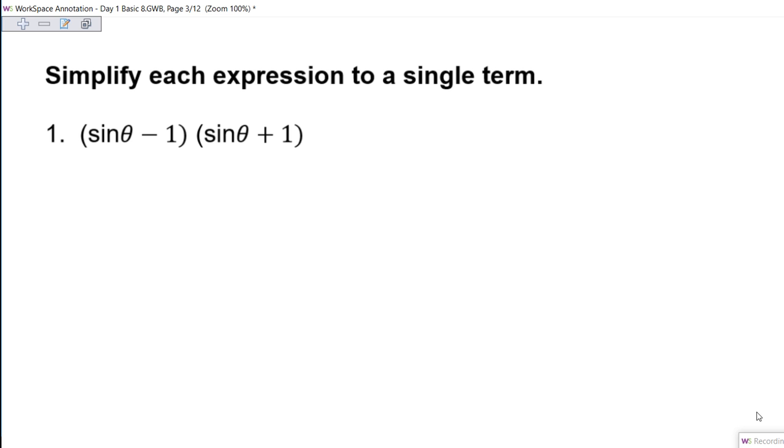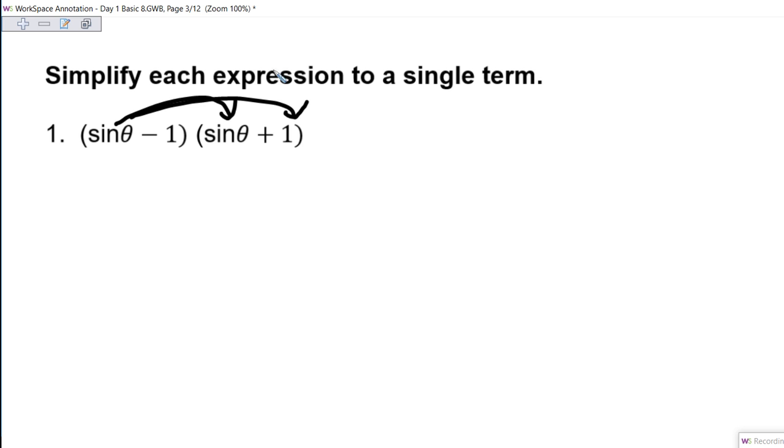Now, for the first set of problems, the instructions say, simplify each expression to a single term. What does single mean? 1. So I should only have one term in my answer. So number 1, we have two binomials that are being multiplied. How do I multiply two binomials? FOIL or double distribute? Do those terms sound familiar? Okay, so let's go ahead and double distribute.